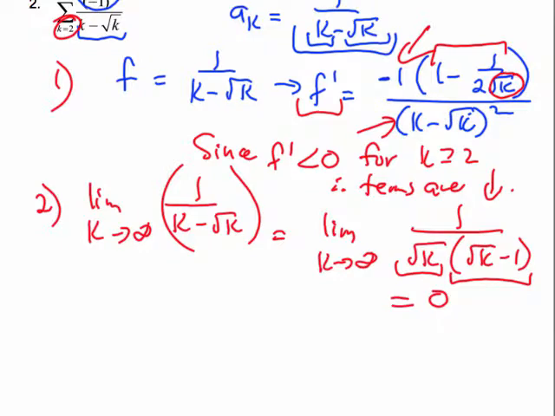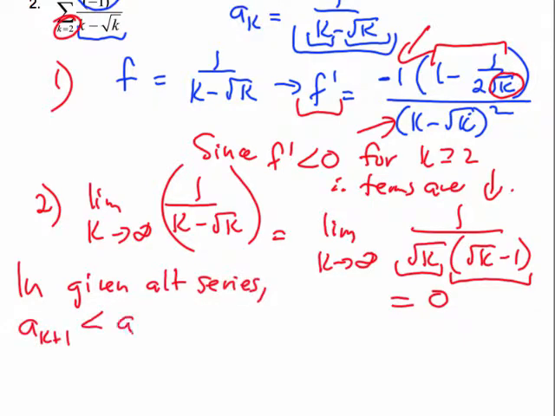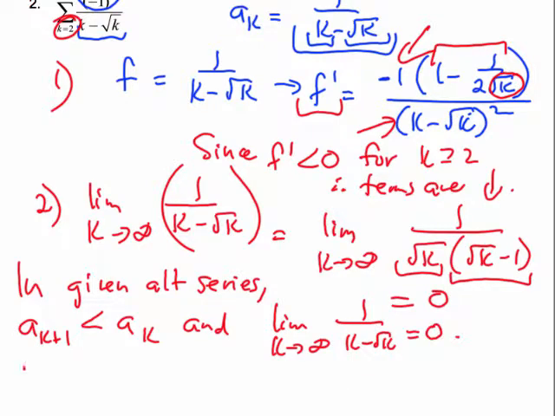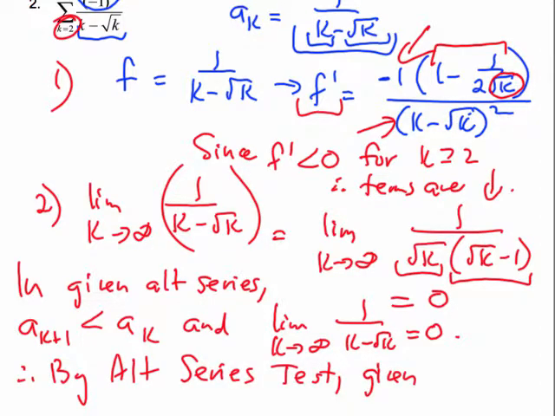So let's write it up. In the given alternating series, I have shown that the terms are decreasing, so I can say that nicely like this. And the limit, therefore, by the alternating series test, my given series converges.